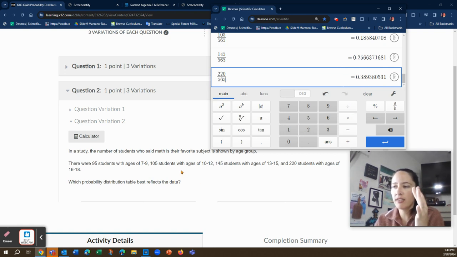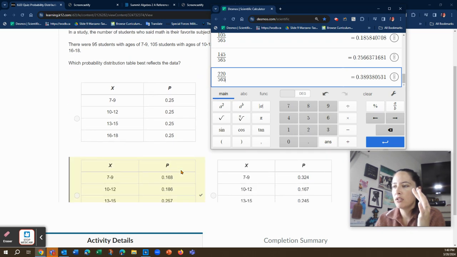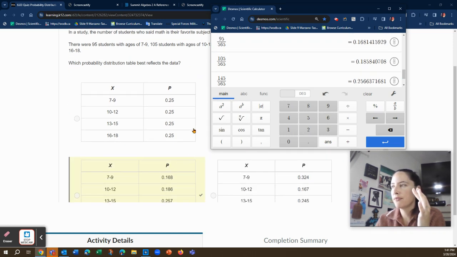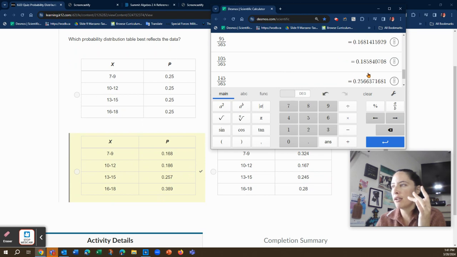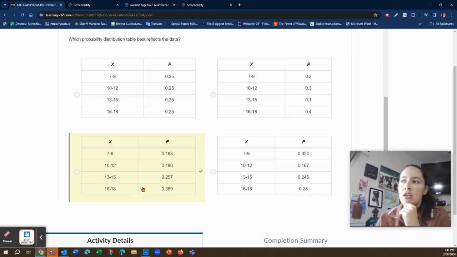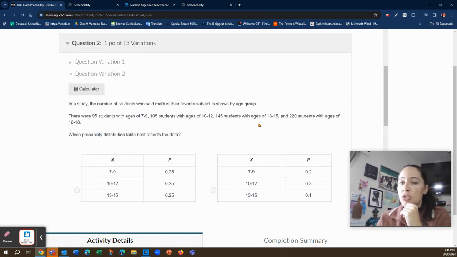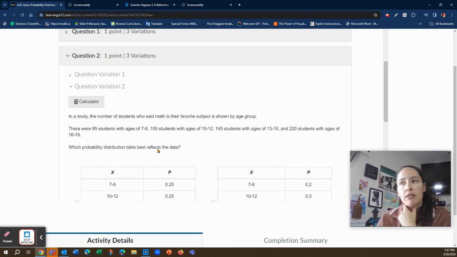So you can always have your calculator as you scroll. Let's see what we can find. Yep, there we go. Very close. They're all right here. That's very close to the numbers we found, and that's the probability distribution table that we would select. Depending on your problem, you're going to do similar steps. Remember, you add up the total, divide by how many for each situation, and that gives you the probability.